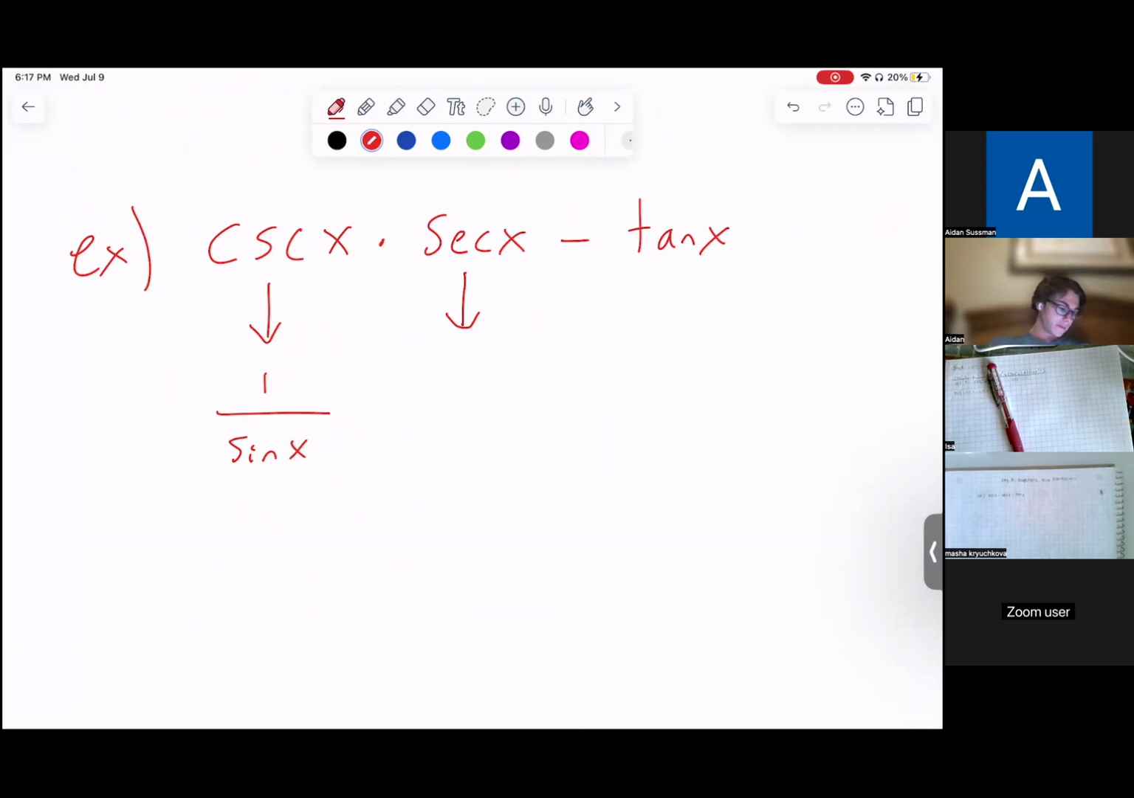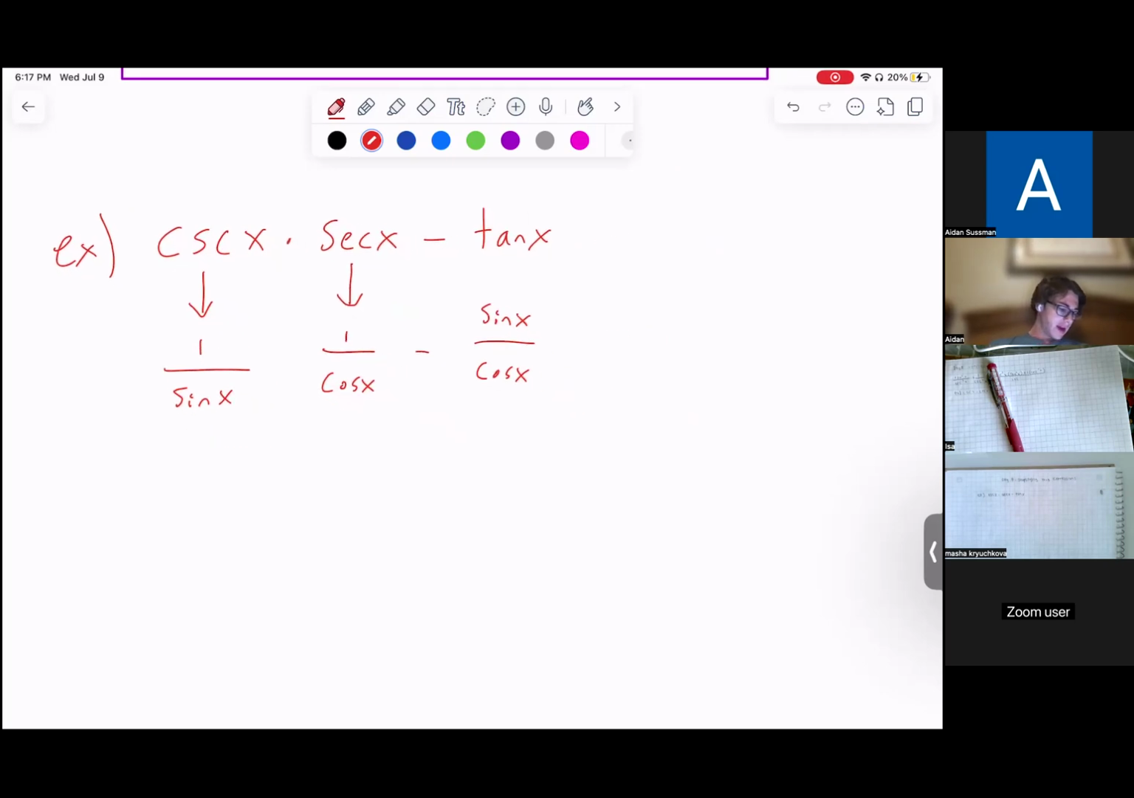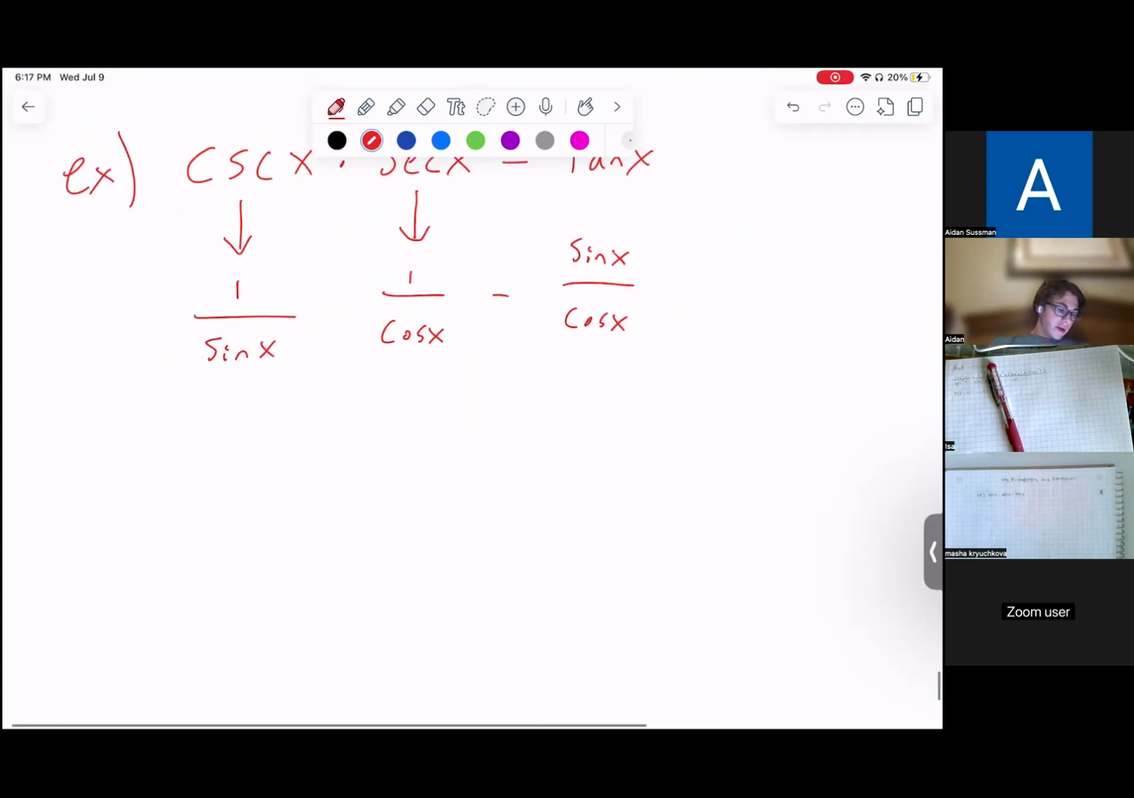Is it one over cos? Cosine, yeah. And then last one, what do we know about tangent? Remember, the goal, step one, is make everything into sine and cosine if we can. Sine over cosine. Yep, sine of x over cosine of x. Perfect.